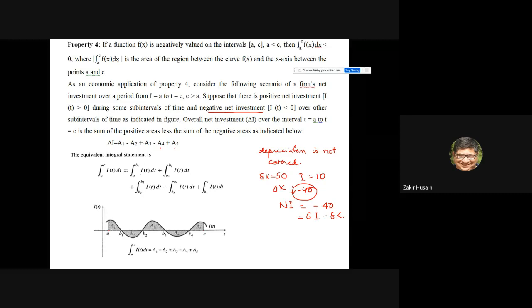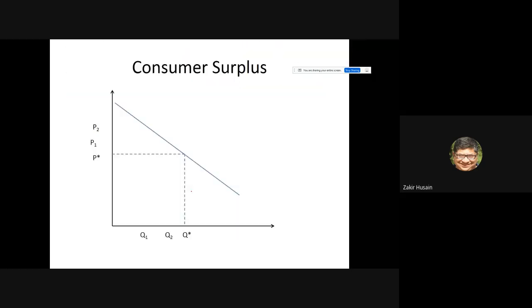If you want to write it in integral form, it is the integral from a to c of I dt. So the integral is from a to b1, the period where it is positive. The second period, b1 to b2, is where it is negative, so this will come out to be negative. The third period is again positive. The fourth period is negative, and again we have positive net investment.